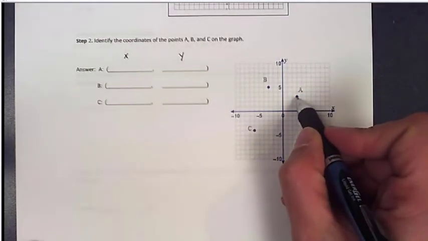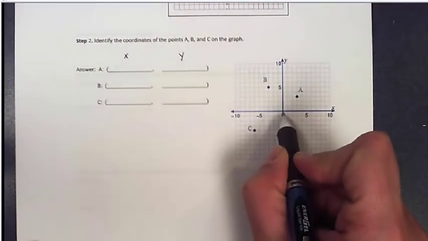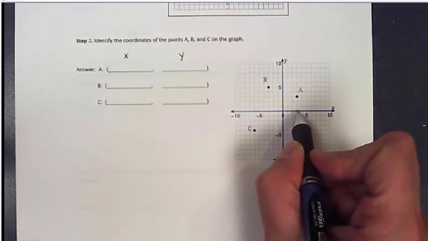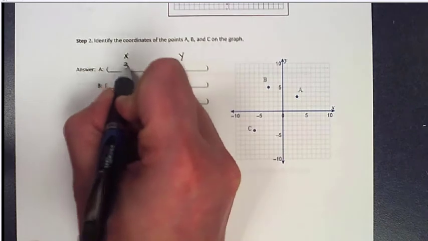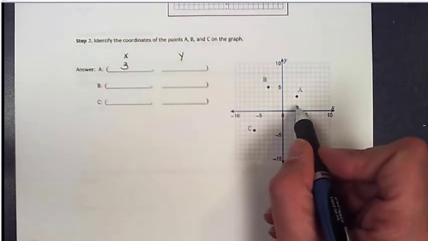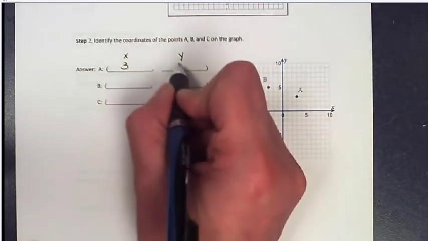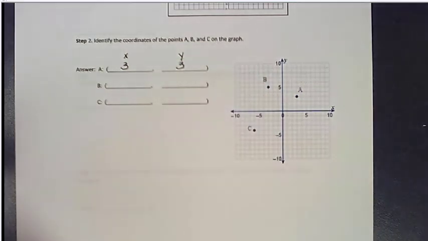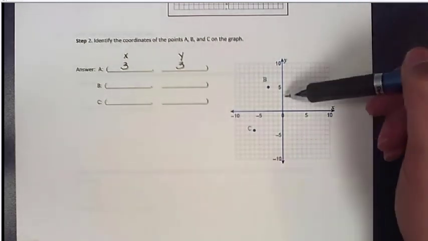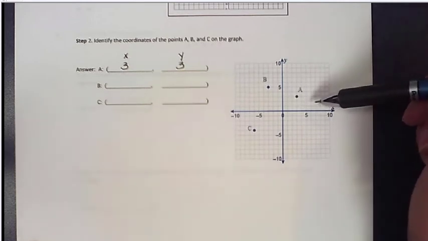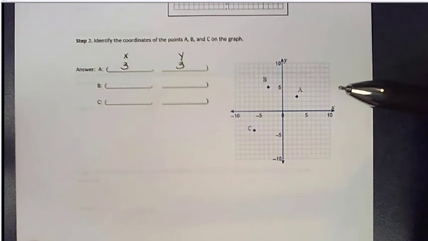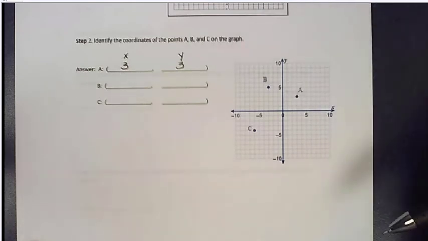So here's my first point A, so I want to start at the origin and count over 1, 2, 3 until I'm directly underneath my A, so I know my x value is 3. It's a +3 since I moved to the right. And then I'm going to go up 1, 2, 3, so my y value is also 3 and also positive. And that makes sense because if you remember when we talked about our quadrants, this point lies in quadrant 1, and in quadrant 1, all of my x values are positive, all of my y values are positive. So I know that everything in here should be positive.